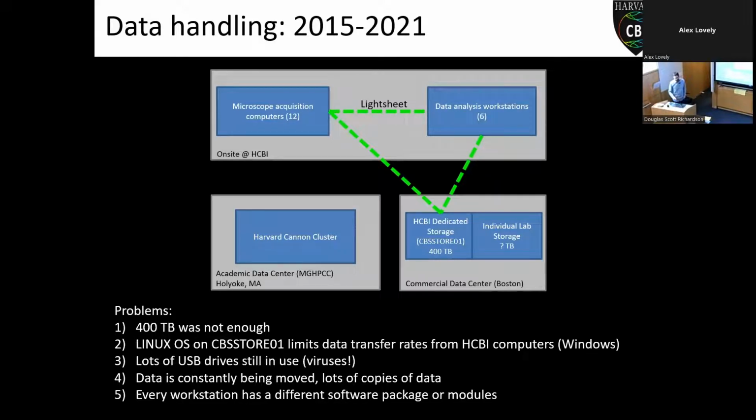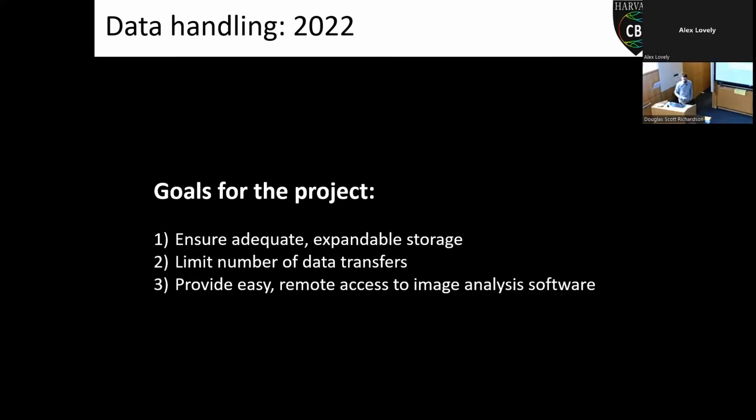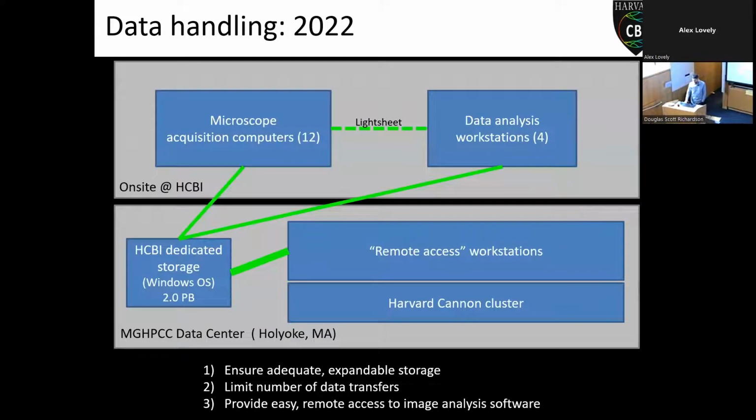pain. So essentially, we came up with 3 goals. First, we wanted to ensure that we had adequate and expandable storage, so that whatever we bought now, we could expand it if we needed to in the future. Second, we'd come up with some sort of process that limited the amount of data transfers you had to make. And third, and this was really pushed by COVID, we wanted to provide an easy way to remotely access your data and any of the image analysis software, so that you didn't have to come in and sit in the facility to do your data analysis.